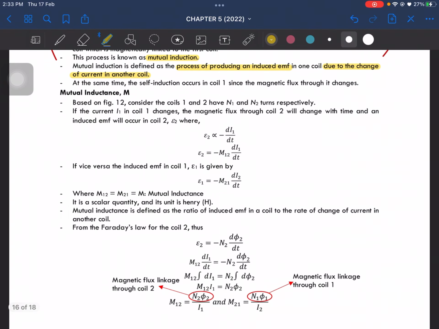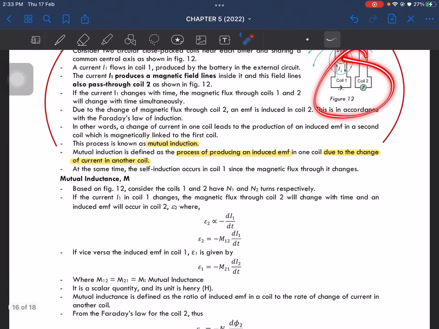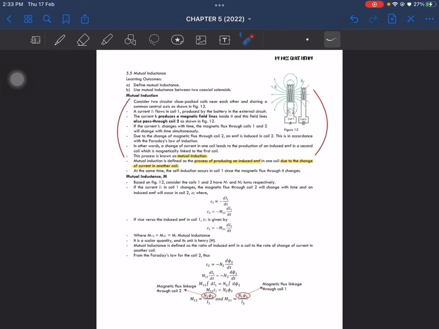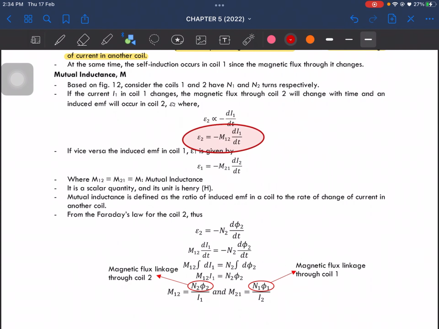Now mutual inductance, the symbol is M. Based on the figure just now, let's consider that coil 1 and 2 have N1 and N2 turns. If the current I1 in coil 1 changes, the magnetic flux through coil 2 will also change with time, and an induced EMF will occur in coil 2. So here there is an induced EMF. How do we calculate the magnitude of the induced EMF? By using this equation here. M is known as the mutual inductance.